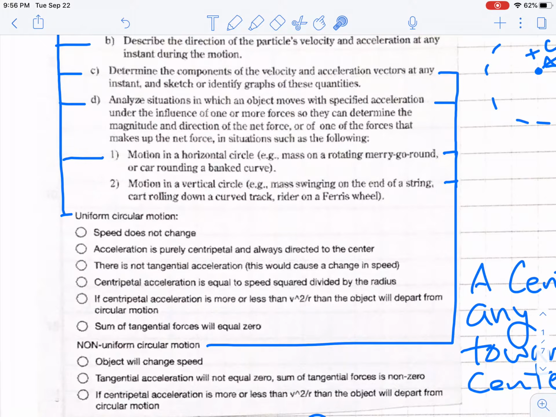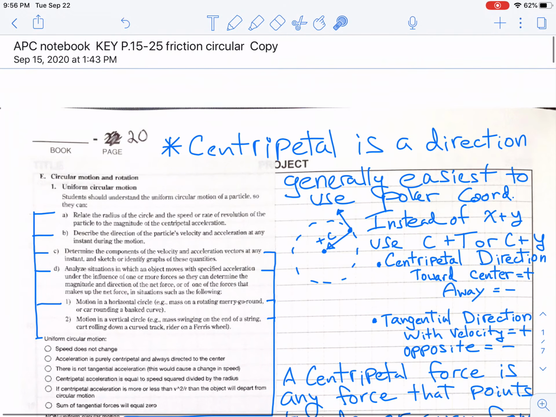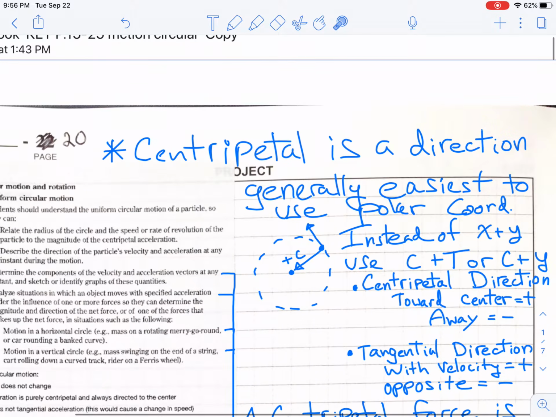And again, if the centripetal acceleration is more or less than v squared over r, you will depart from circular motion. That part about centripetal being a direction, make a note of it up at the top. It's not a type of force, it's just a direction.